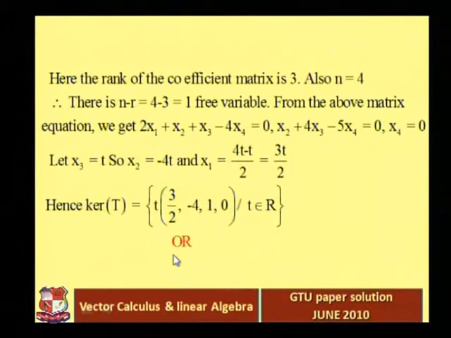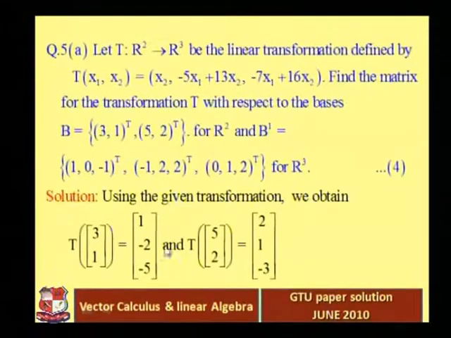Now next, question number 5a. Let T from R2 to R3 be a linear transformation defined by T of (x1, x2) is equal to (x2, -5x1 + 13x2, -7x1 + 16x2).